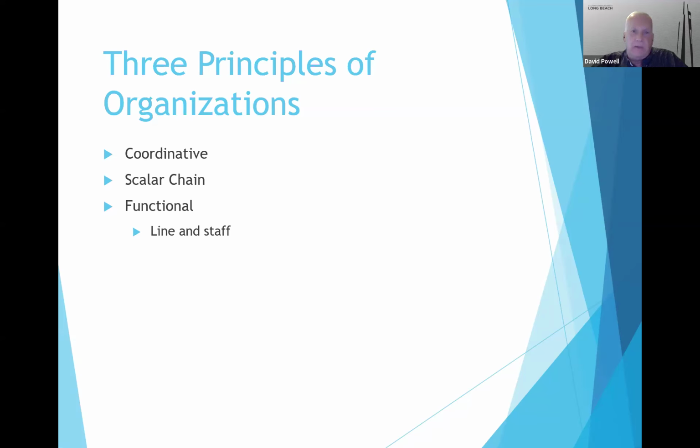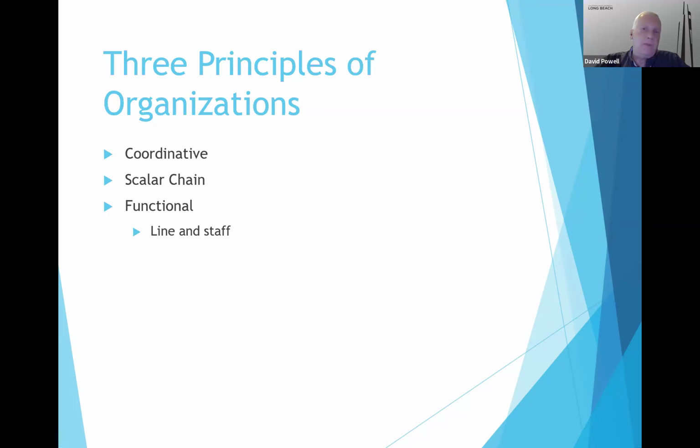The first principle is the coordinative principle. So this borrows directly from Fayol, who borrowed directly from the other classical theorists. So this coordinative principle means that all managers need to have a structure that allows them the ability to coordinate the work that's going on within that organization. The second structural principle is the scalar chain. This is this chain of command that we get from Max Weber. There needs to be an identifiable scalar chain so everyone knows to whom they are accountable.